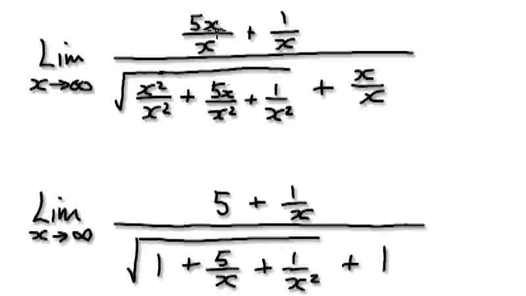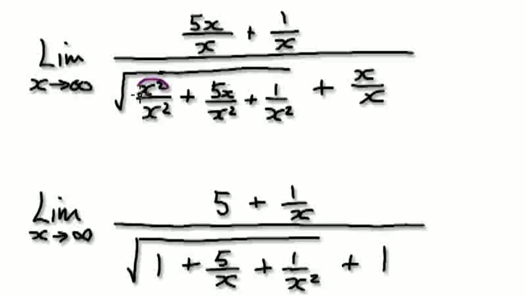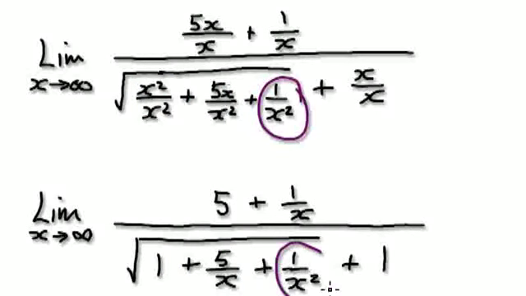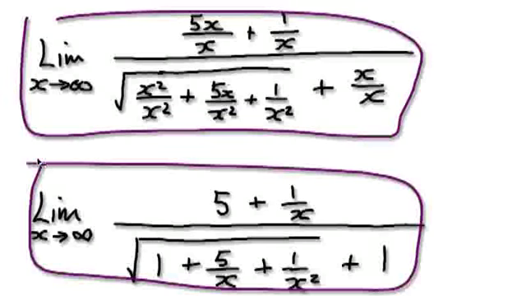Looking at this here, the two x's will cancel each other out, leaving you just 5. 1 over x will stay as 1 over x. This thing here is just the number 1. This thing here, the two x's will cancel out, leaving you 5 over x. This one here will give you this, and this here is in effect 1. So from here we will get to here.